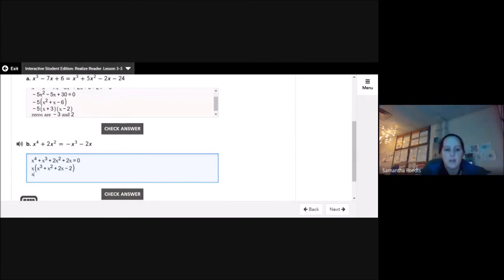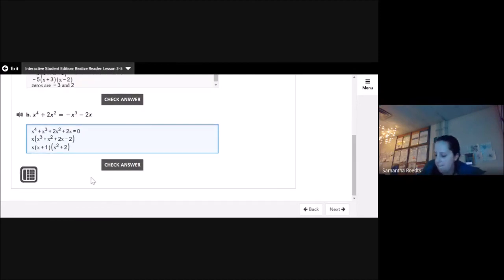And then I should get x times x plus 1 times x squared plus 2. Okay, so when I set that up, x squared plus 2 equals 0. I get x squared equals -2, so x equals plus or minus i square root of 2. Okay, so that's x equals 0, -1, and then i square root 2 and negative i square root 2.